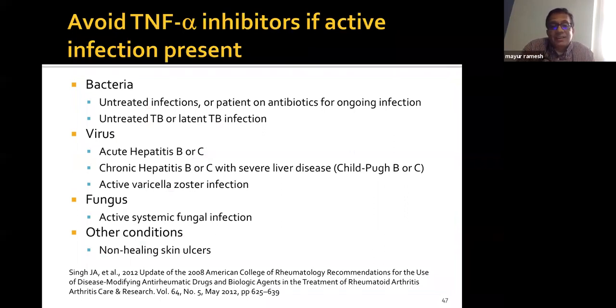What about other infections with TNF-alpha inhibitors? You can get other bacterial infections, less common, but predominantly it's TB or latent TB. What about other viruses? Hep B or Hep C reactivation can happen. So in populations who have acute Hep B or Hep C, or chronic Hep B with severe liver disease, or active varicella infection, you want to delay the TNF-alpha inhibitor or avoid it. And in systemic fungal infection, once treatment has been initiated and the patient seems to be stable for a month or two, then you can reinitiate the TNF-alpha inhibitor.